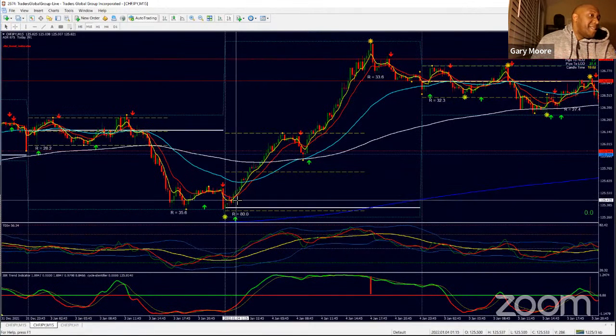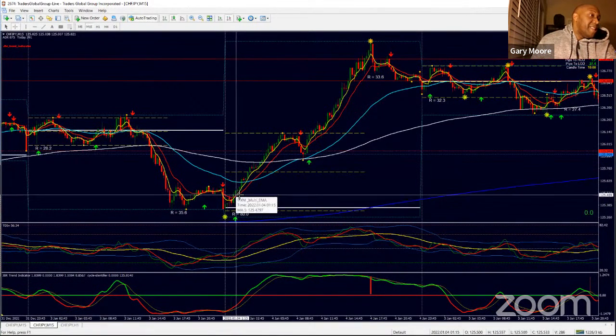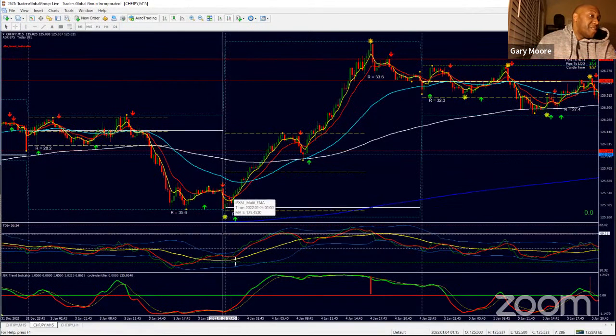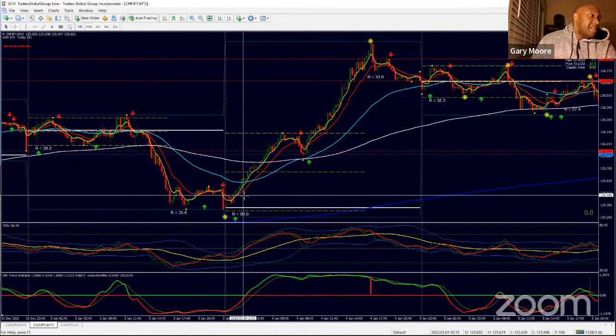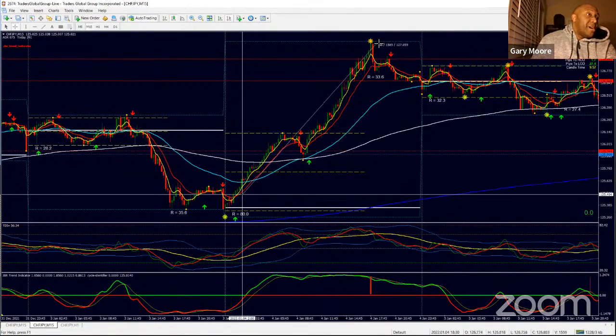My entries here, I do wait for a close above that EMA to confirm the direction, along with some other confirmations. But everything's based on market structure. I'm an at-a-glance trader, and that thing went for over 150 pips to the high today.